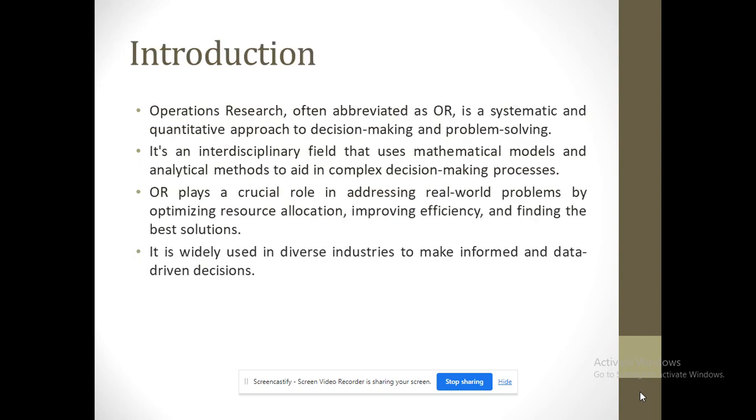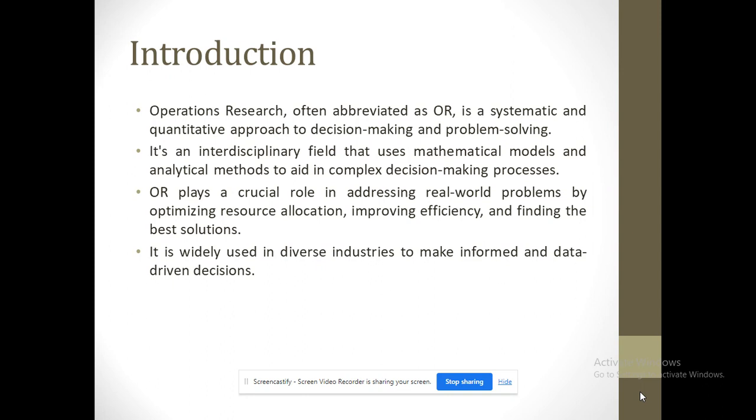Imagine you are faced with a complex decision that could have a significant impact on the success of your business organization or even a personal life. How do you go about making the best choice? This is where Operation Research, or OR, comes into play.